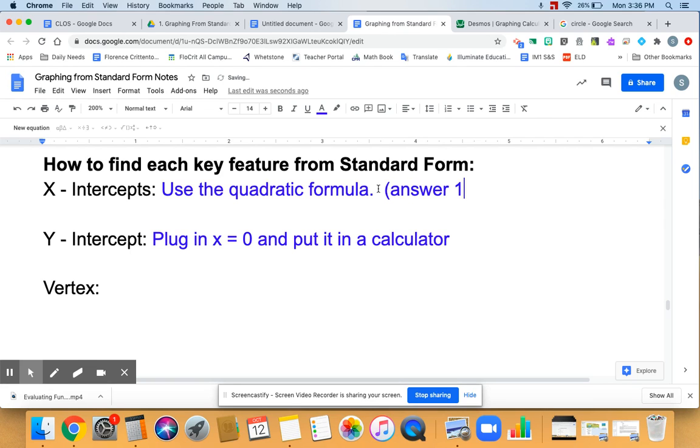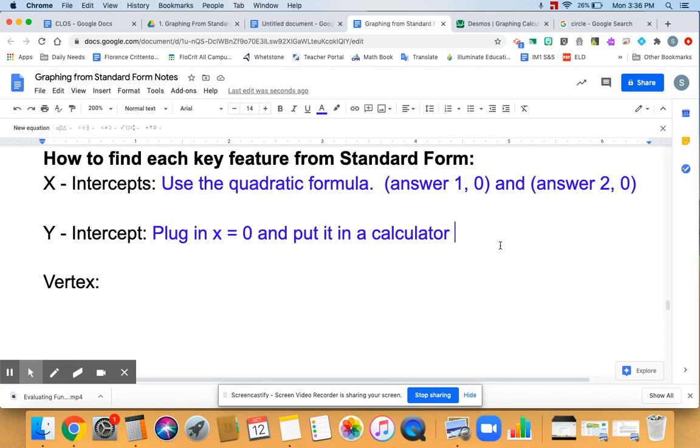So for x-intercepts, when you use the quadratic formula, you're going to get two answers. Answer 1 is your x, comma, the y is going to be 0, because the whole thing equals 0. And your second answer is the answer 2 you got, then comma 0. Because it's an x-intercept, you always have to write it as a point with the comma 0 for the y part. And with the y-intercept, when you plug in 0 for x, your point is 0, comma, whatever answer you get from the calculator. And so that's how you write the y-intercept as a point once you figure it out.